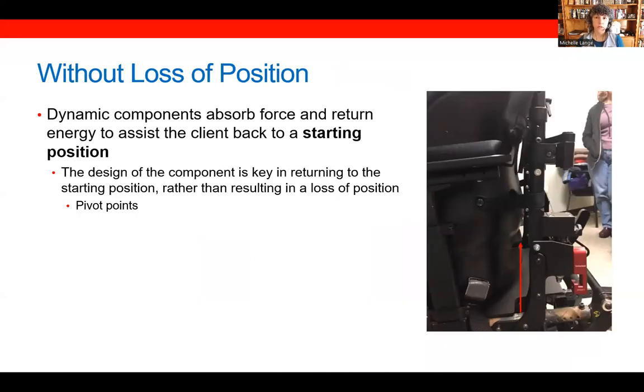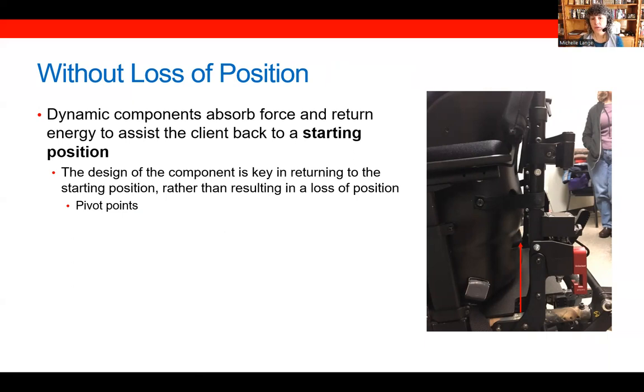Now, the design of the dynamic seating is exceedingly important. We want to make sure that these components can not only successfully absorb forces without breaking and return that energy, but we want that person to get back to a starting position without a loss of position in relation to the seating system. What often happens, let's say we just simply recline someone, we bring them upright, and they slide forward. We don't want that to happen.